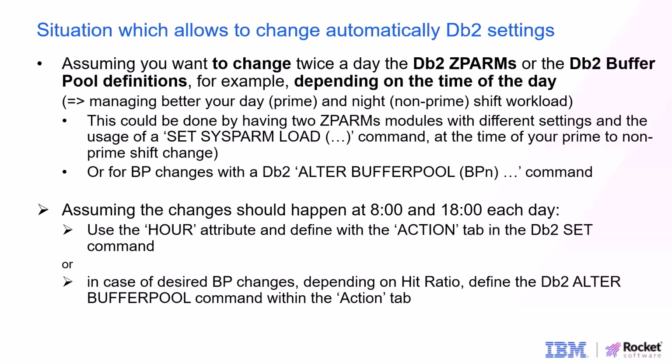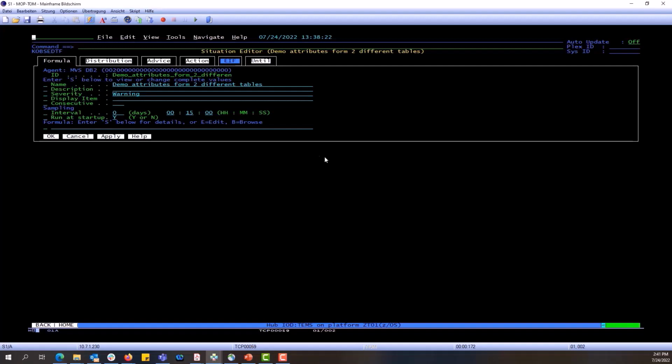For this I have two different Db2 CPARM load modules with different settings, which I will switch with the set sysparm load command. The attributes which I need to define in the formula are the hour of the day attribute and the Db2 subsystem ID attribute. I will have to pick those from different tables. Therefore, I want to show also here how to pick attributes from different tables and use them in an AND condition of my formula.